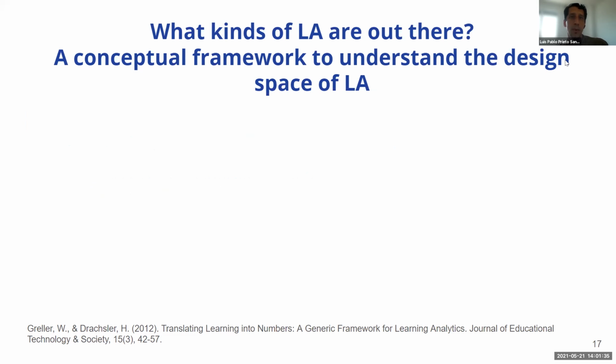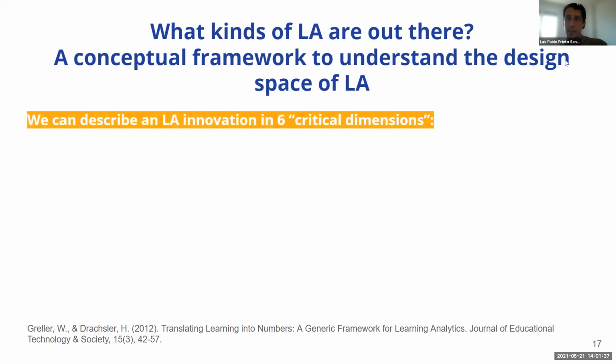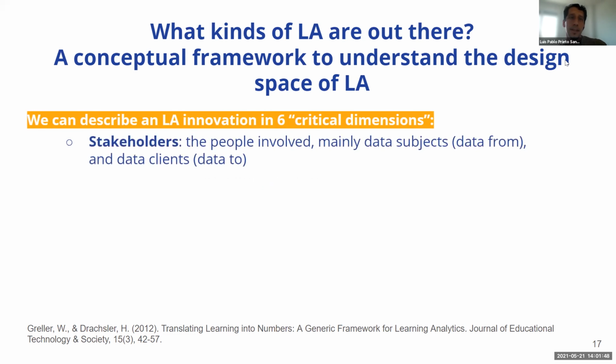So what this framework says, and I will go very fast because I suppose you have all read about this, is basically that we can describe any learning analytics innovation in 6 critical dimensions. It has stakeholders, so this is the people involved in the use of the system. And there are 2 big categories, the data subjects, who you get the data from, and the data clients, who you show the data to.